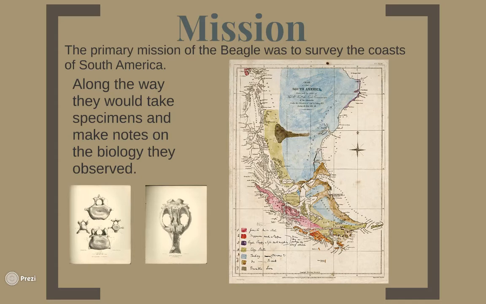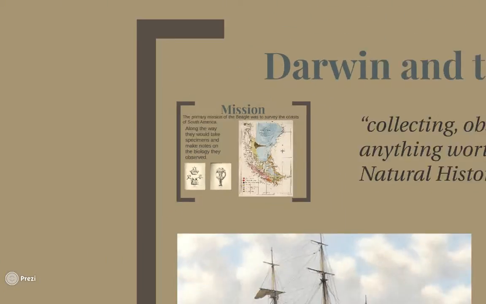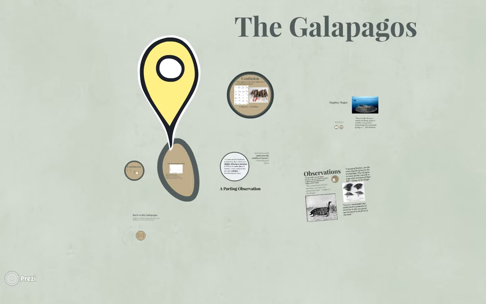As the ship's naturalist, Darwin was responsible for collecting specimens as well as fossils, and making observations in his journals about the species he encountered. On the 16th of September in 1835, after sailing around Cape Horn and stopping along the western coast of South America, the Beagle arrived in the Galapagos Islands, where Darwin would make some of his most famous discoveries.